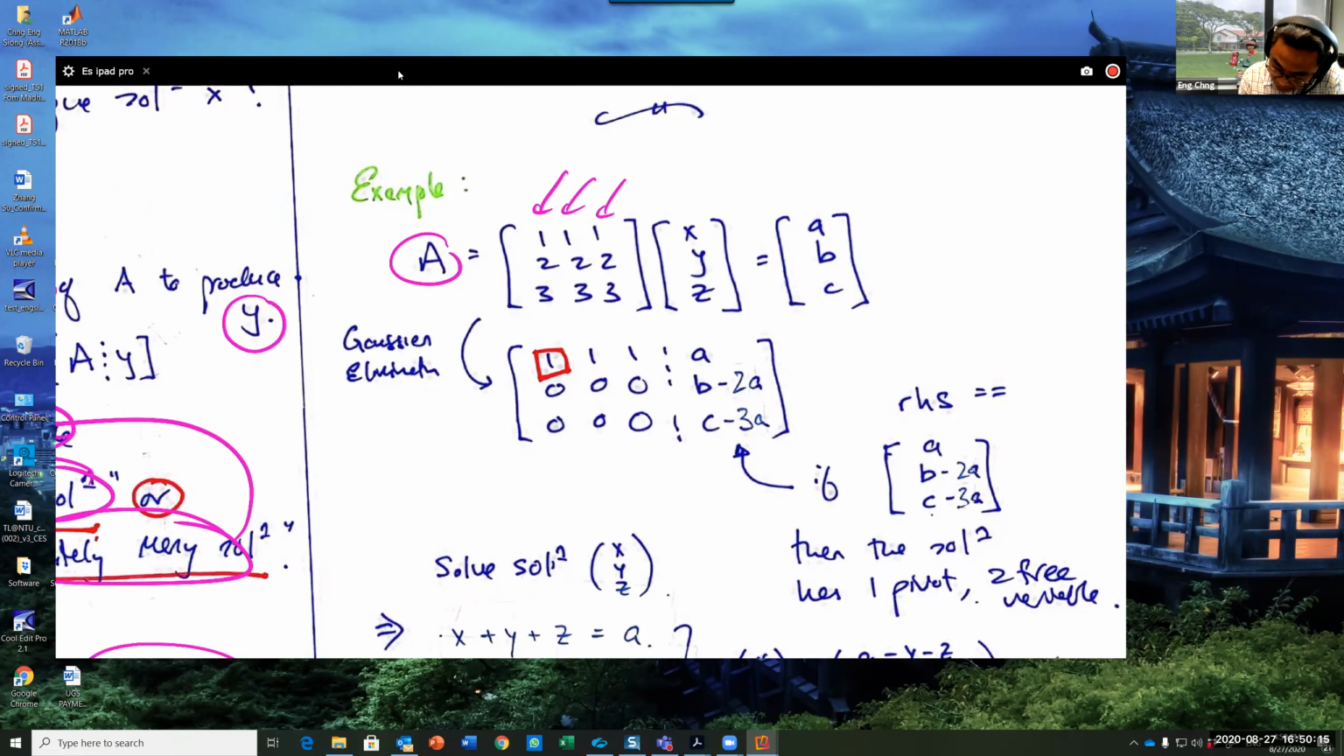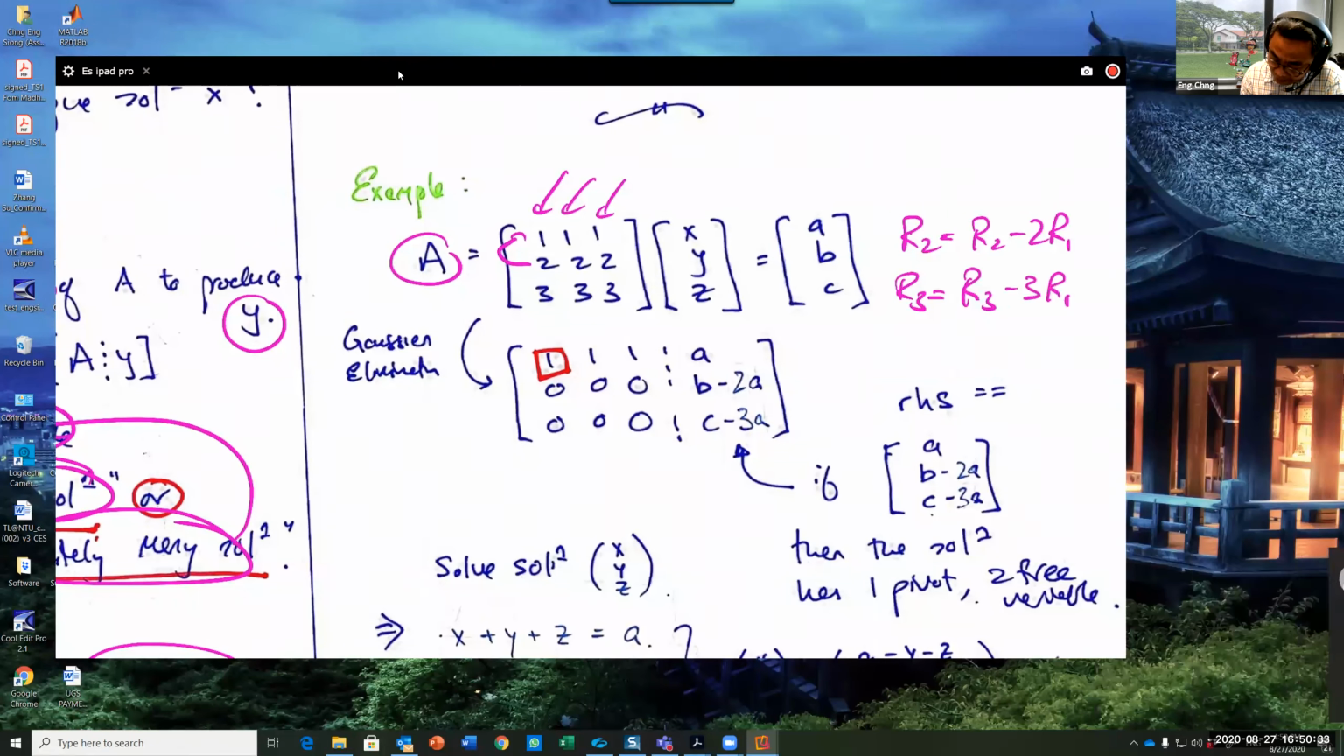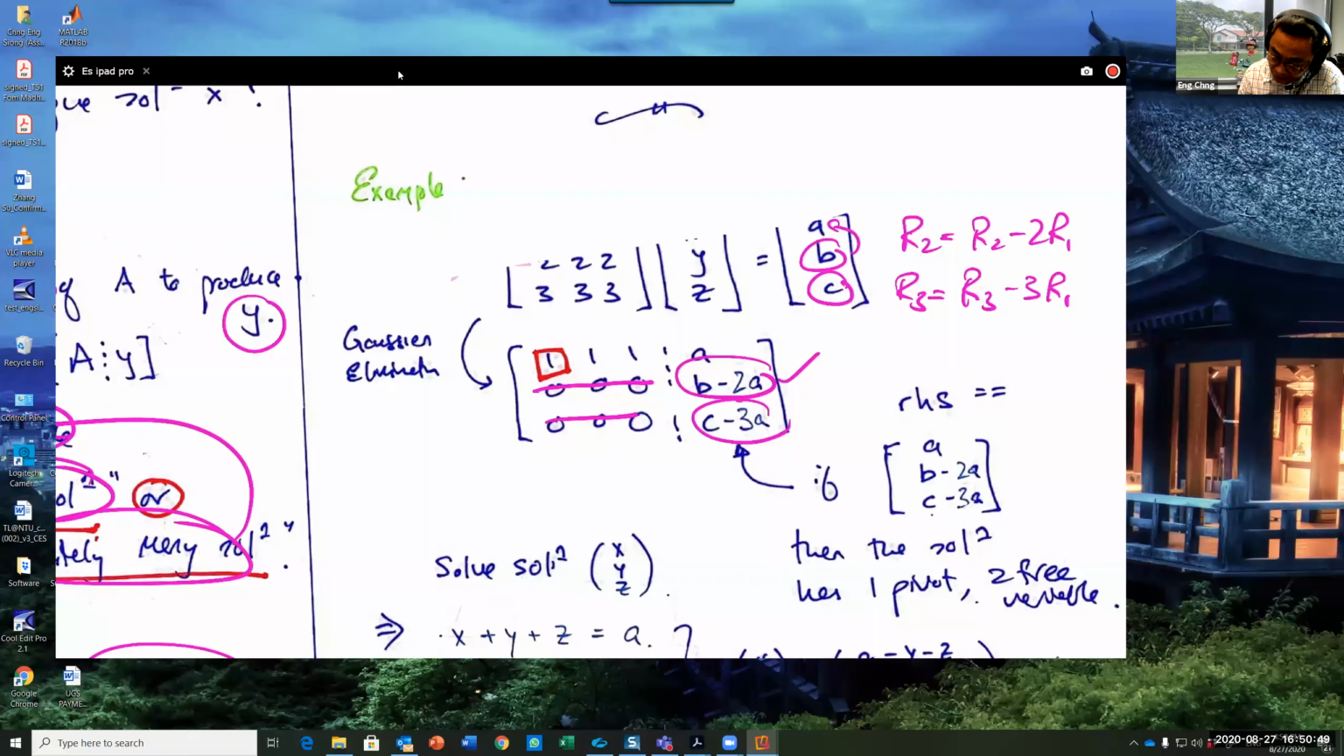Let's solve. So basically, R2 is equal to R2 minus 2R1. R3 is equal to R3 minus 3R1. So we get rid of the zeros. So this is B minus 2A. Okay. C minus 3A. Okay. We circle up. There's a pivot. We're happy. And now we can inspect these guys.